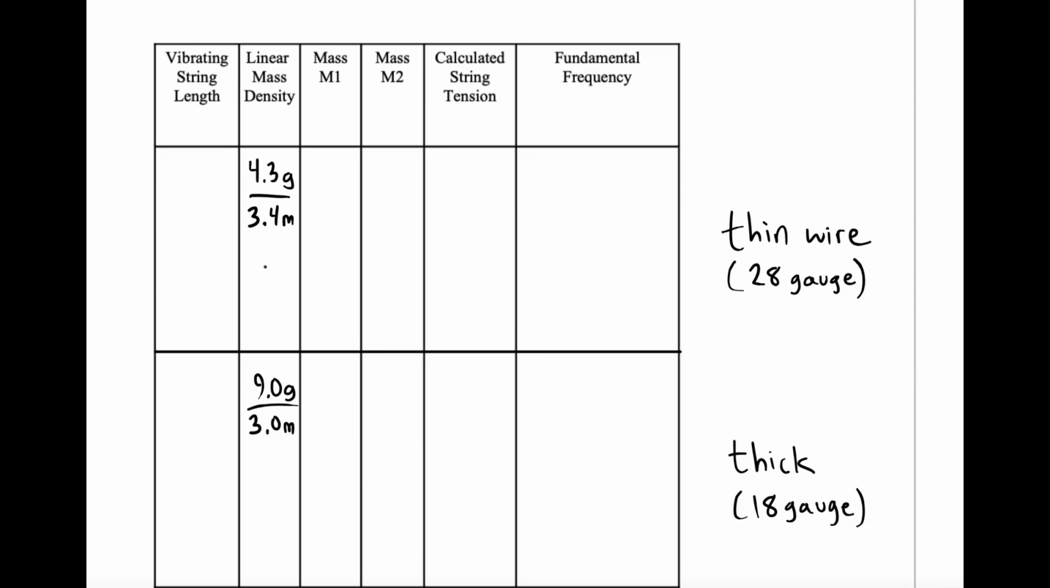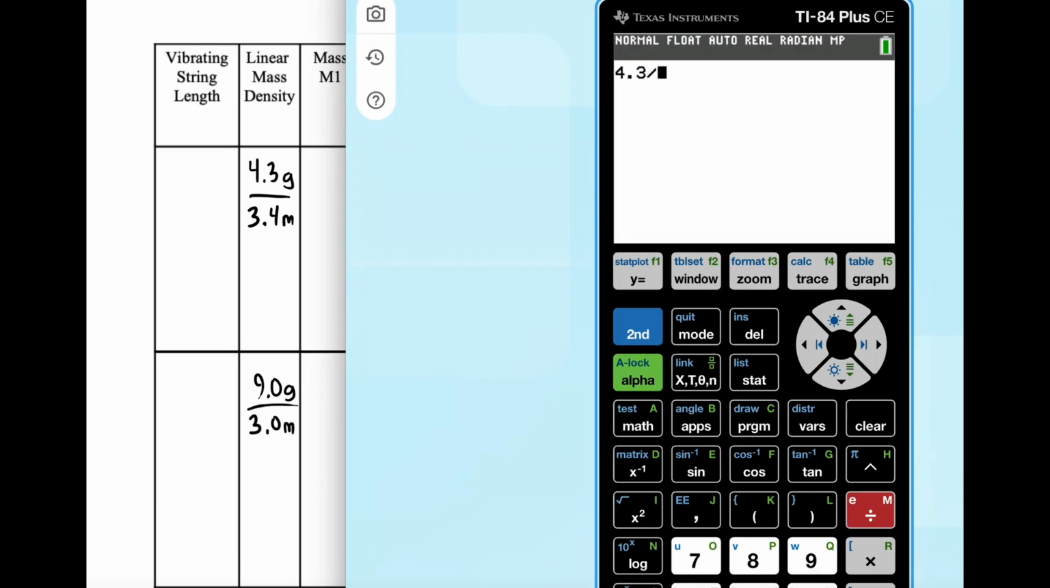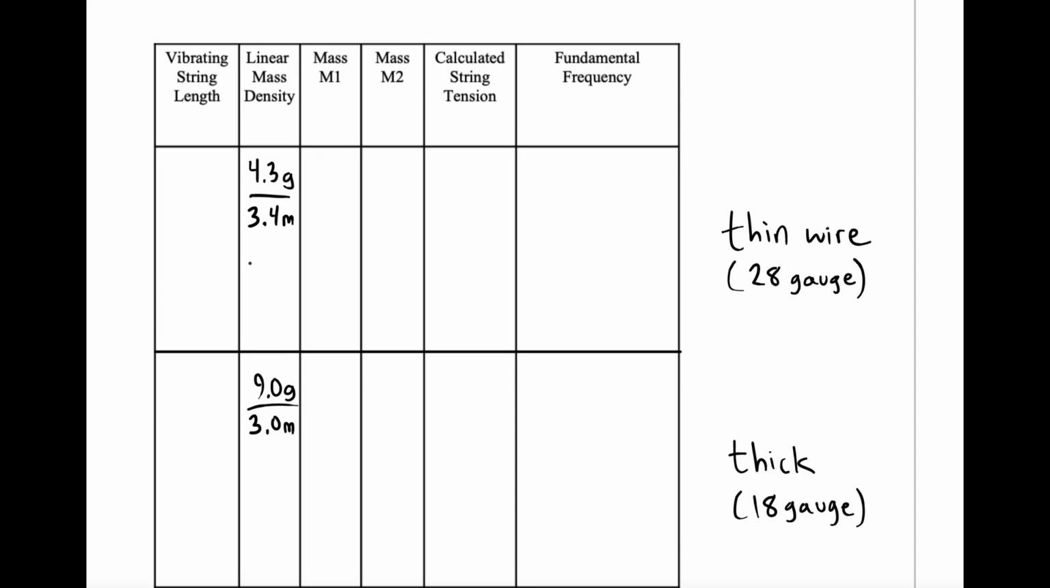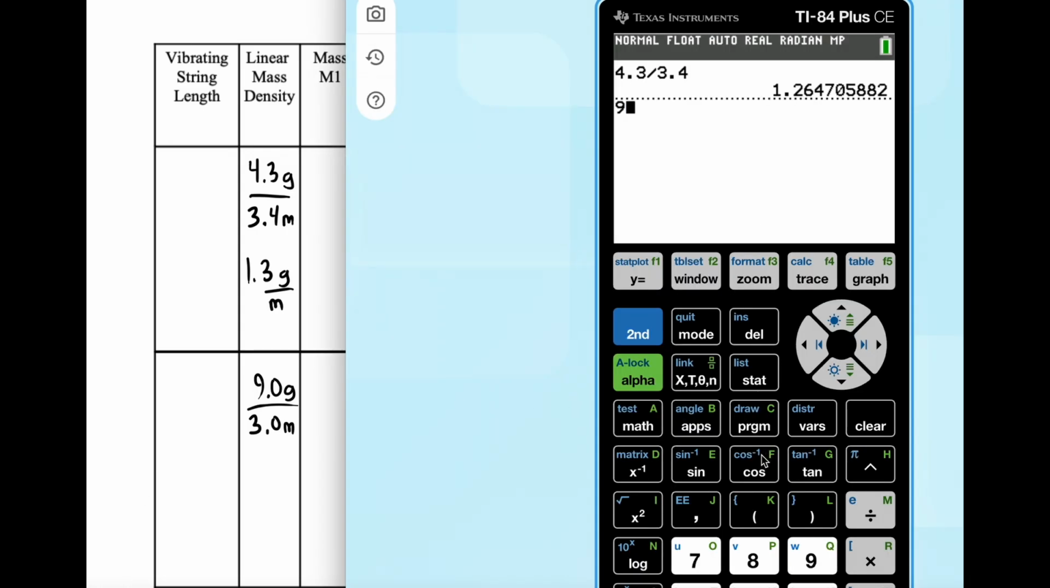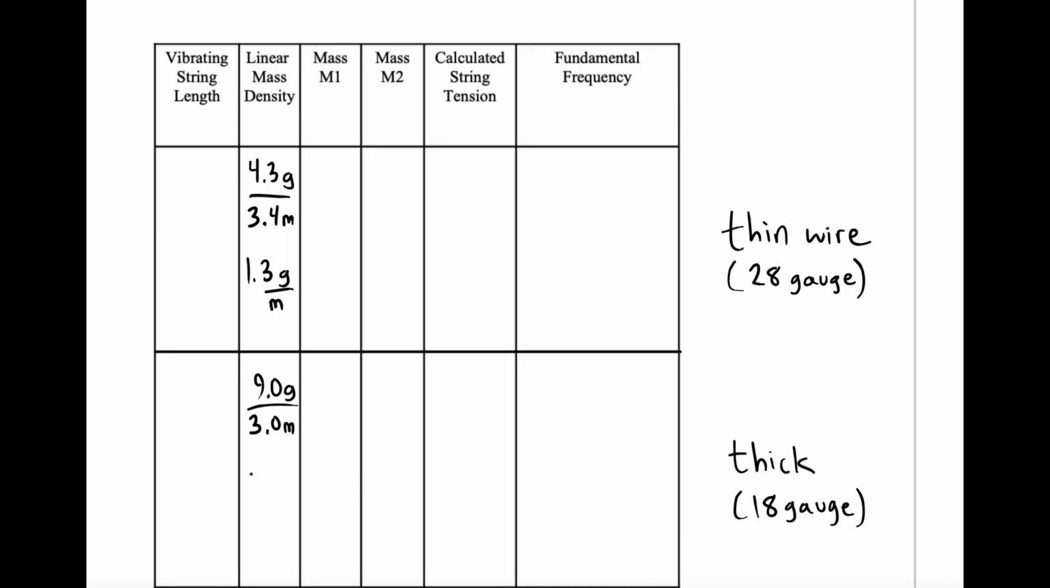Alright, so let's divide now to find the linear mass densities of these wires. I get 1.26 grams per meter for the thin. Let's say 1.3 grams per meter. And I get 3 grams per meter for the thick.